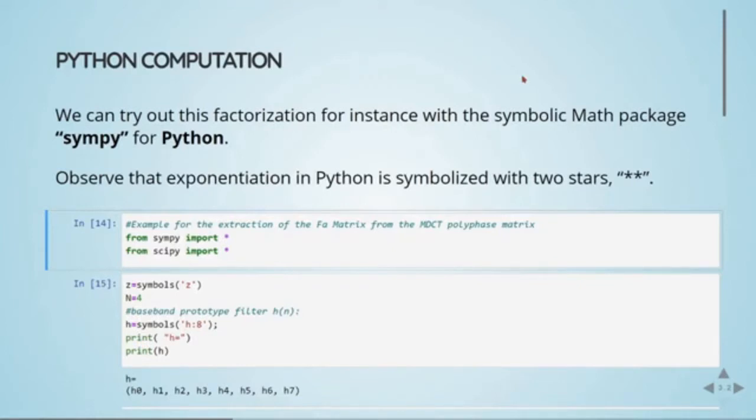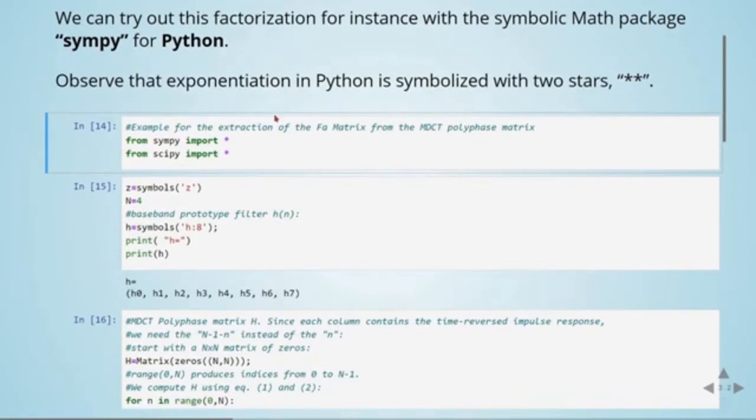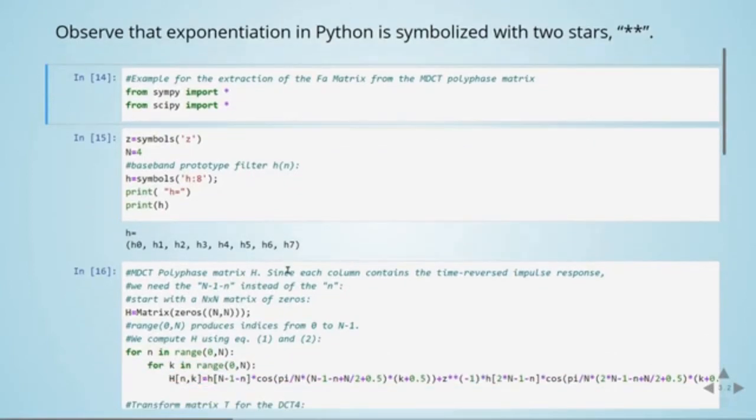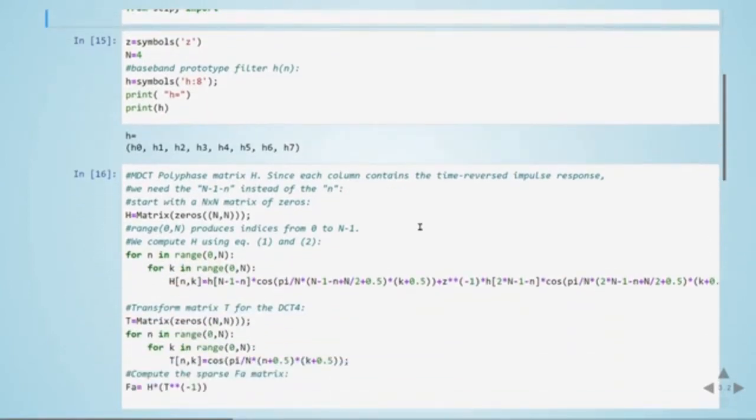Once again, let's use Python to take a look at what we've seen. We can try out this factorization, for instance, if we use SymPy, the symbolic mathematical package, and observe that the exponentiation in Python is symbolized with two stars. So here, from SymPy, we're importing all, and from SciPy, we're also importing everything. Here, we are defining z as a symbol. We define N equals 4, and we are having a baseband prototype which is from H0 to H7 as symbols. So the MDCT polyphase matrix H, we are doing this here.